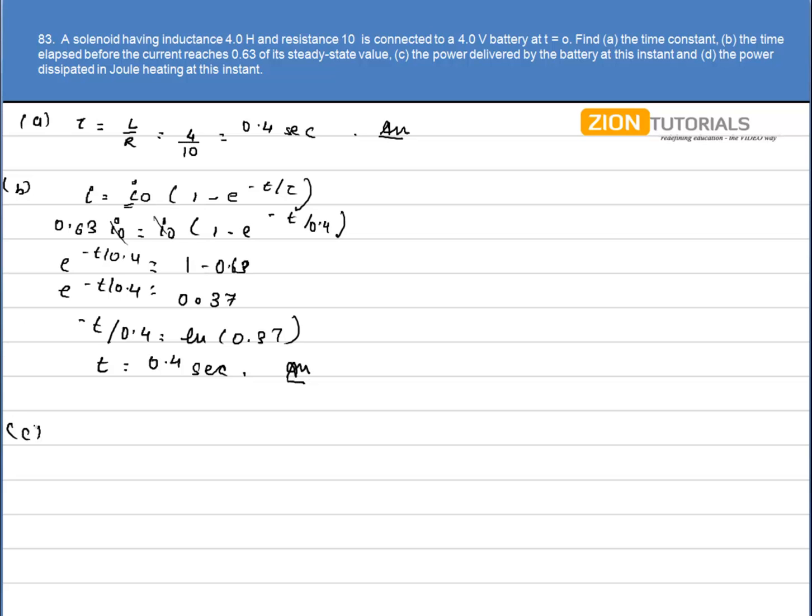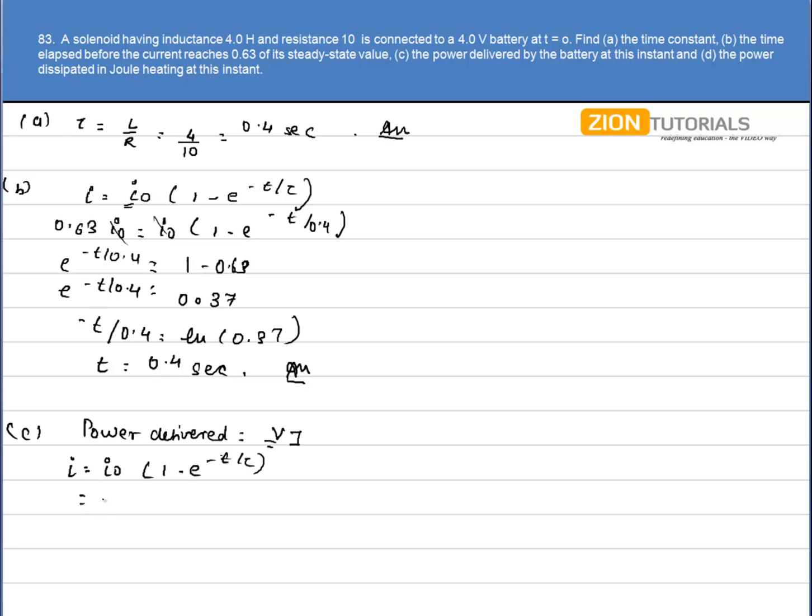In C part, I have to calculate the power delivered by the battery. We know power delivered by the battery is given by VI, where V is the voltage of the battery definitely, and I is the current flowing through the battery. So we have to calculate the current first, because at that very instant we don't know the current. So I is equal to I naught (1 minus e to the power minus t by tau). Fine. Now we know the time because we calculated it in the previous part.